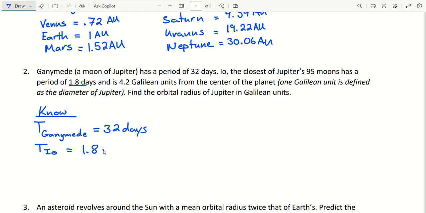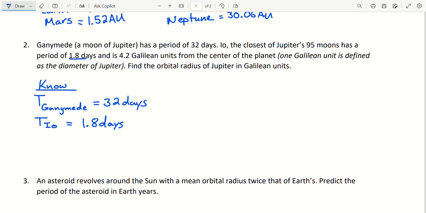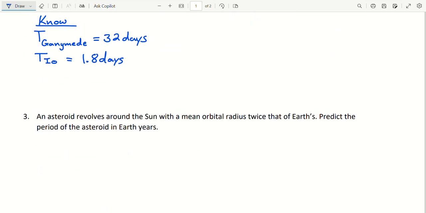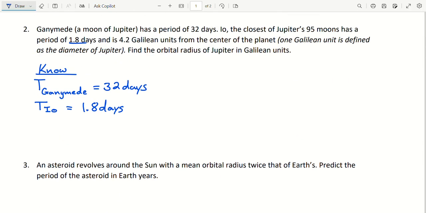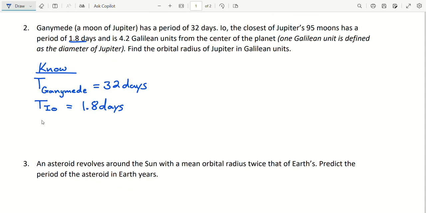1.8 days. Now, I don't think this is needed, but it's kind of listed here, and if you didn't catch it when you read it, I'm just going to scroll down here real quick. Which of these moons is closer? Has to be Io. Look at how much faster it is, right? Cool. Anything else, Riley, that I might know about this?